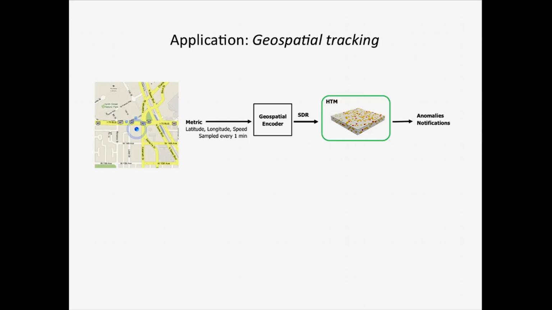So in the geospatial tracking case, what we have is a GPS sensor that we're sampling every minute. So again, high velocity, regularly sampled, and we're reading the latitude, longitude, and speed off of this sensor. Now, we take this data and we feed it into a geospatial encoder. It's a special encoder that we have to convert geospatial data into SDRs. And that is available. You can actually find out more about how it works. You can go and read the white paper on our website for geospatial tracking, and the code is available as well. But it's pretty neat, and it creates an SDR out of this latitude, longitude, and speed data.